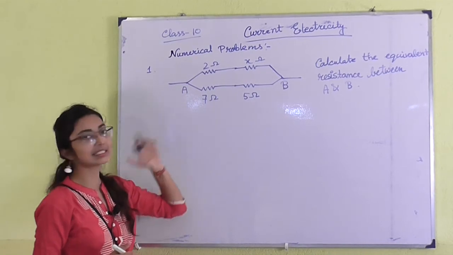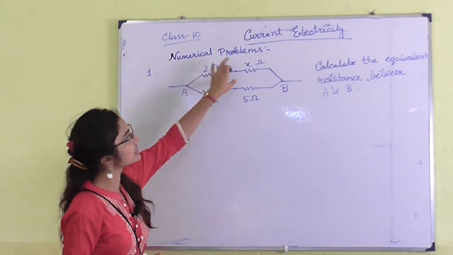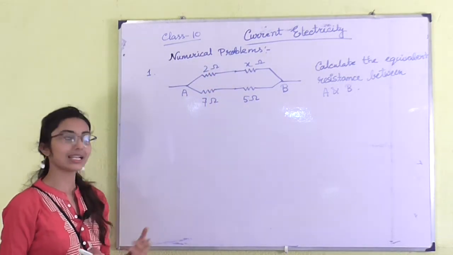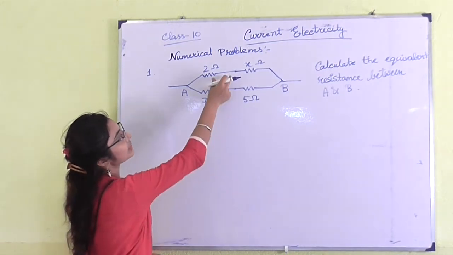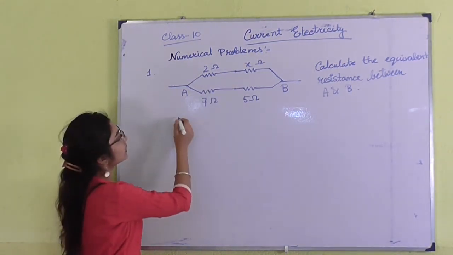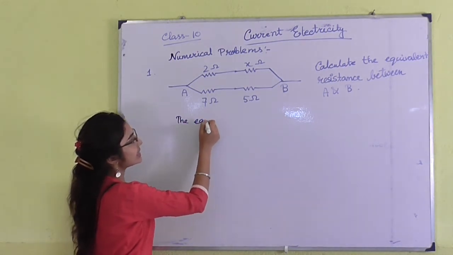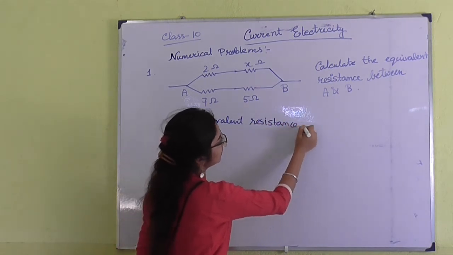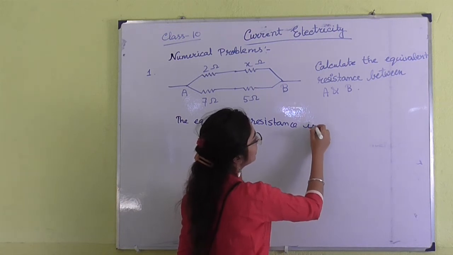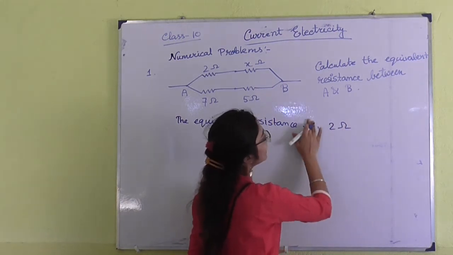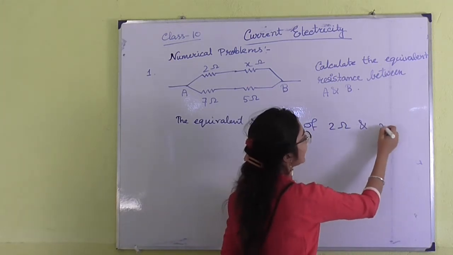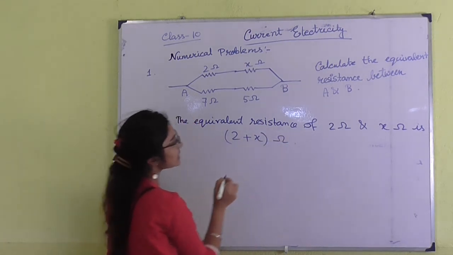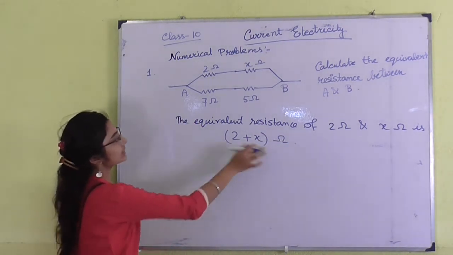7 ohm and 5 ohm are also connected in series, but these two and these two resistances are connected in parallel connection. So at first we have to calculate the equivalent resistance in this portion. The equivalent resistance of 2 ohm and x ohm is basically a series connection. So this is the sum of the resistance, 2 plus x ohm.